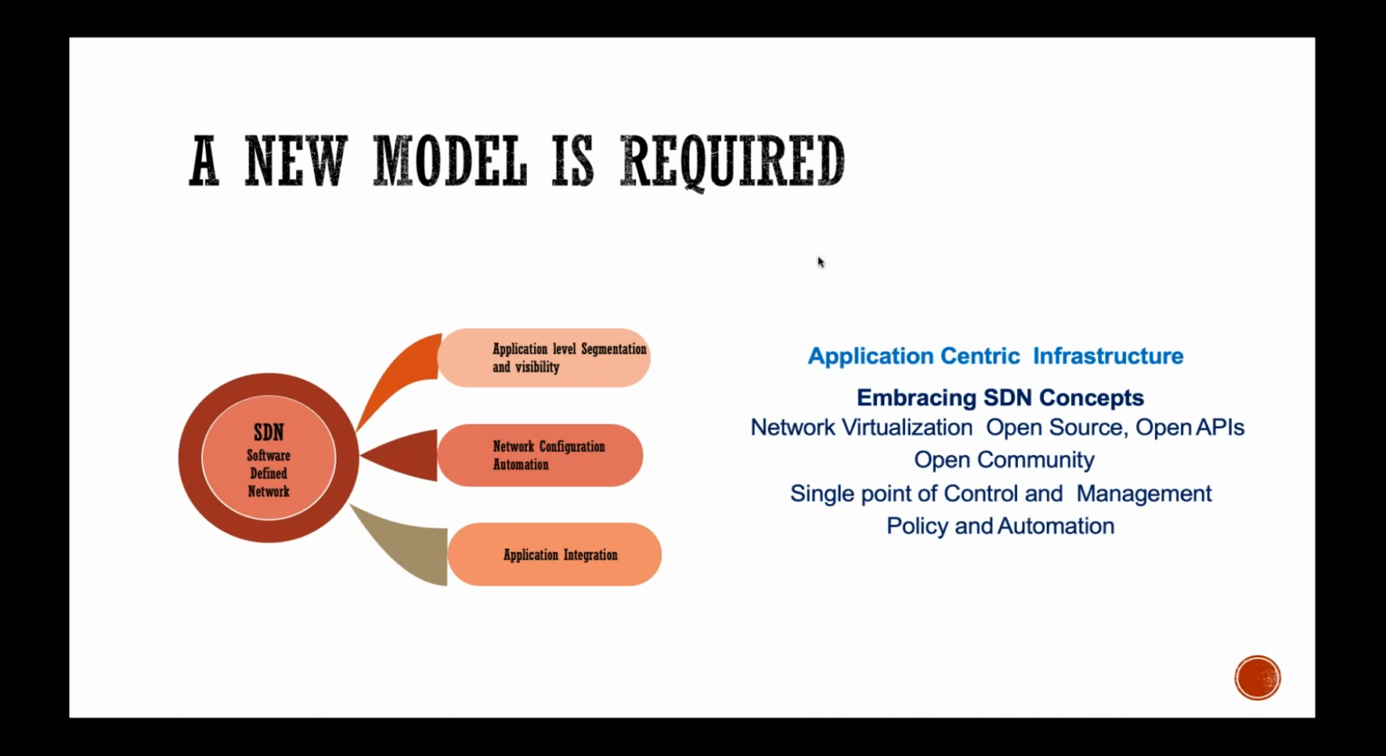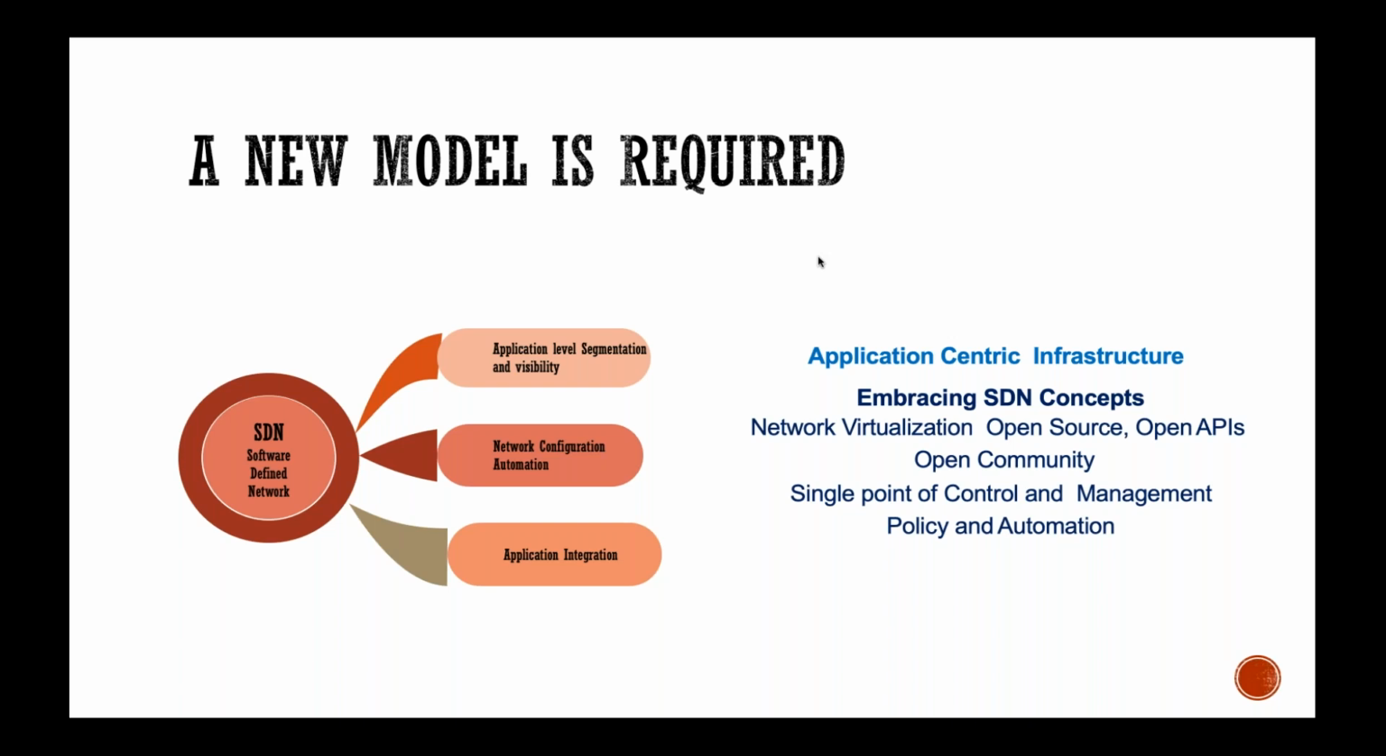So how will application centric infrastructure, ACI, help me to achieve this? It provides me network virtualization, open source, open APIs, open communities, single point of control and management, policies, and automation. All these things I'm going to control from a single pane of glass, a single window, where I can do application level segmentation. I'll explain in more detail how. I can also do the configuration automation.